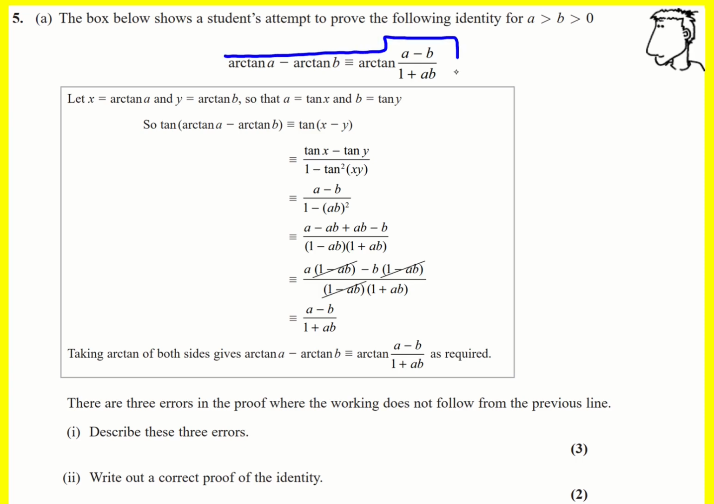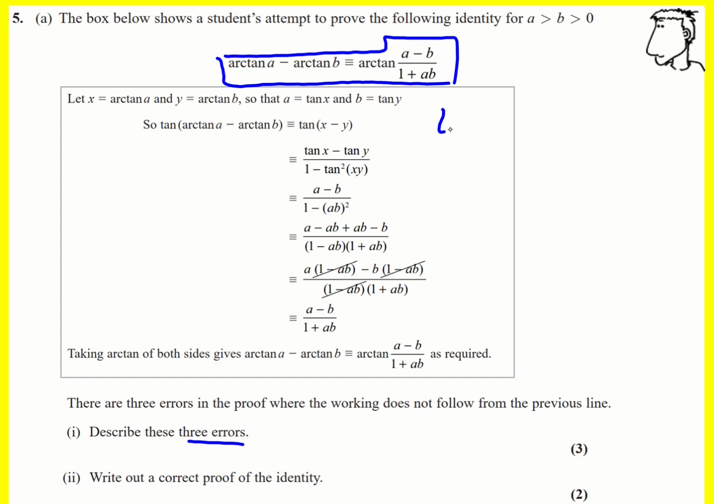A student is trying to prove this identity. We have to identify 3 errors that they've made. They start by letting x equal arctan of A and y equal arctan of B. Nothing wrong with that. And then they get these results. That's okay. And they decide to find tan of the left-hand side, which becomes tan x minus y.